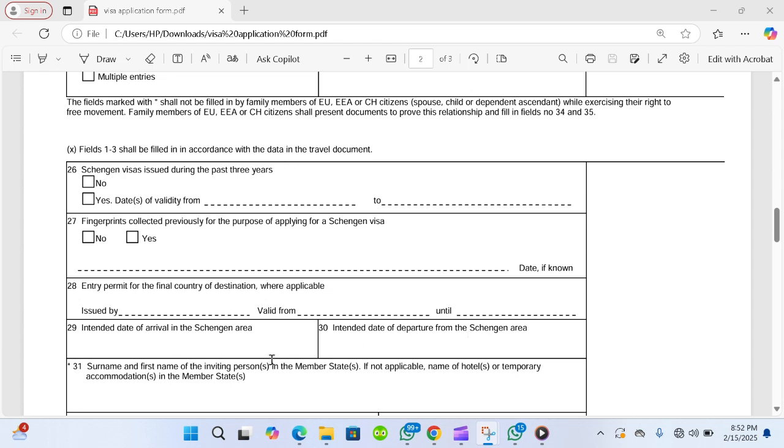Number 31, surname and first name of the inviting person in the member state. If not applicable, name of hotel or temporary accommodation in the member state. Here, if someone is inviting you, write the name and the address of the person inviting you. If not, just write the name of the hotel or accommodation you've booked.